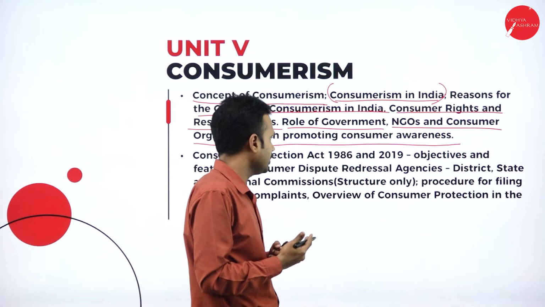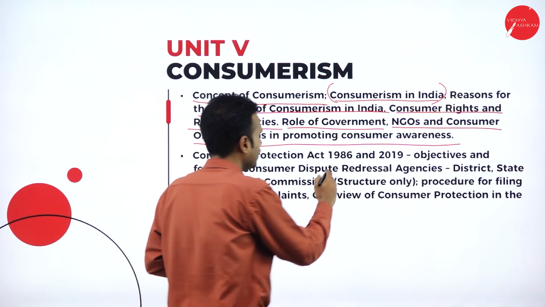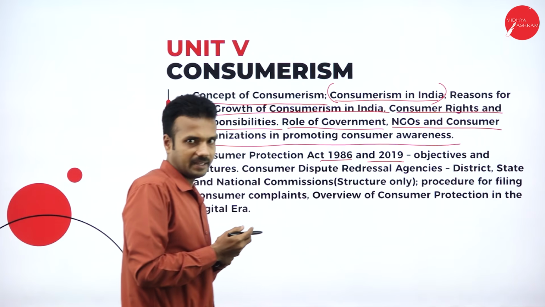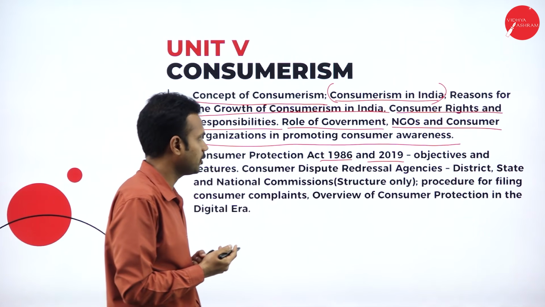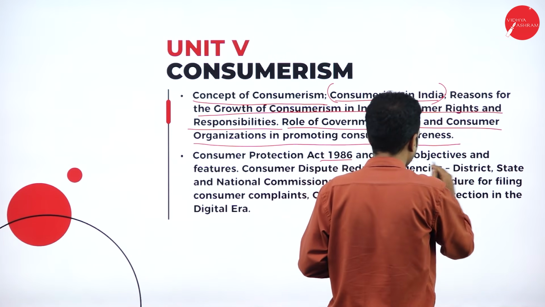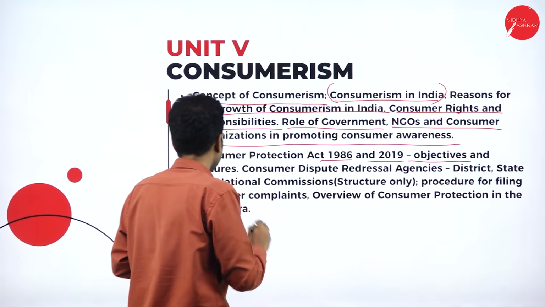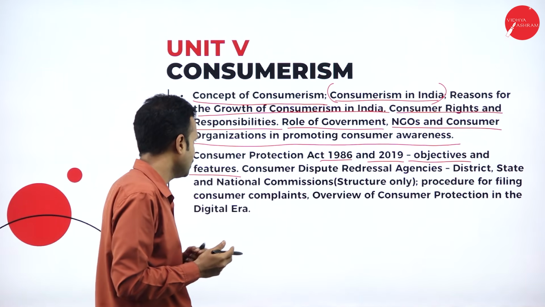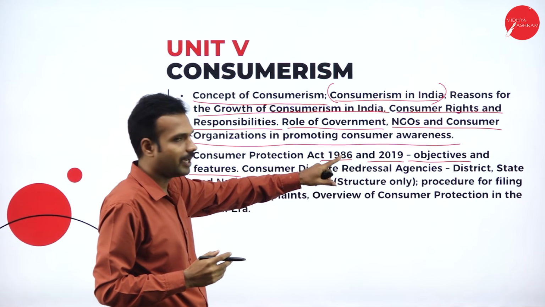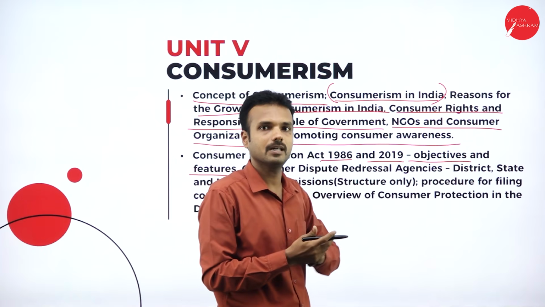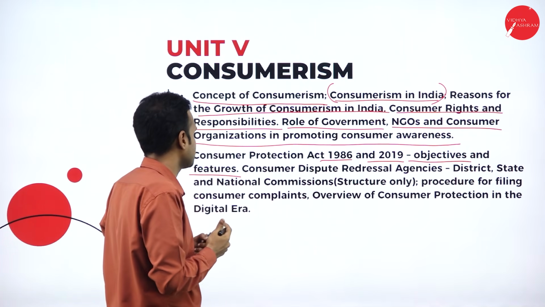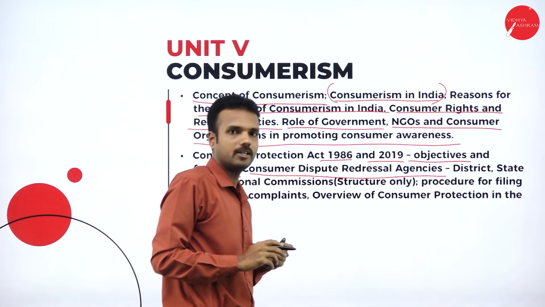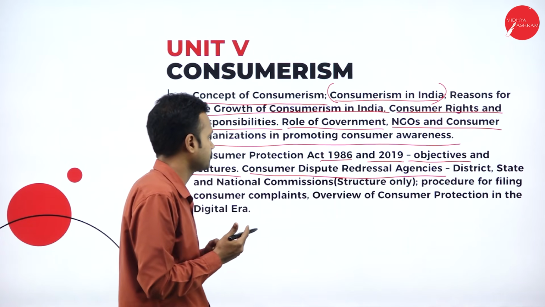And also we are going with the Consumer Protection Act 1986, which had been updated in 2019. It's about the Consumer Protection Act, the objectives of the Consumer Protection Act, and the characteristics of the Consumer Protection Act. These are the topics that we need to go with. Here guys, they may ask the objectives of the Consumer Protection Act for 10 marks. Consumer dispute redressal agencies. It is also an important topic when it comes to the final exam.